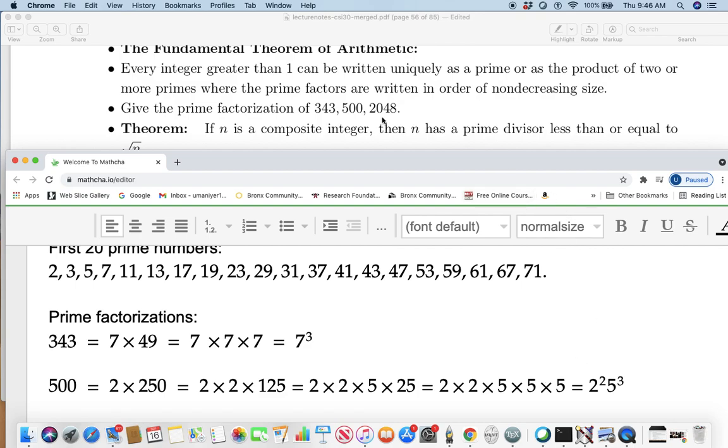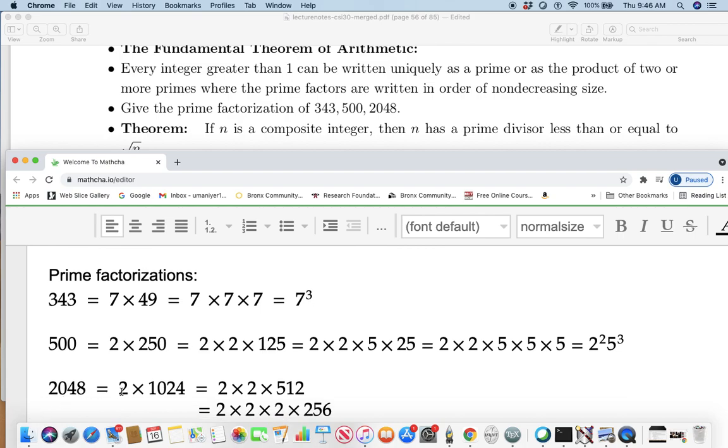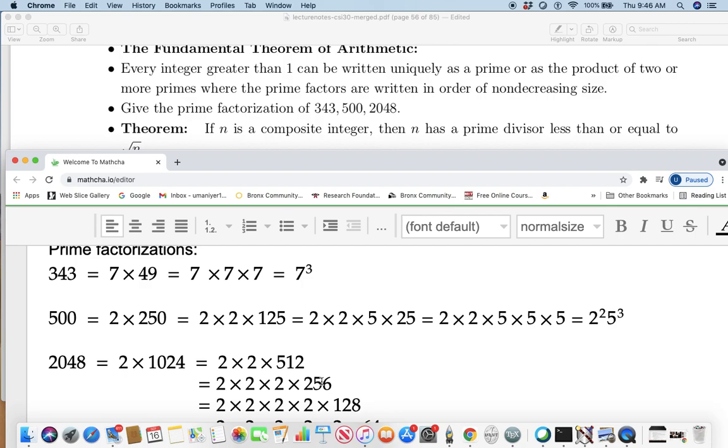Alright. 2048. 2048. 2 is a factor. 1024. 1024 is instead 2 times 512. 512 is 2 times 256. 256 is 2 times 128. So notice I have been writing the previous factors as they are.